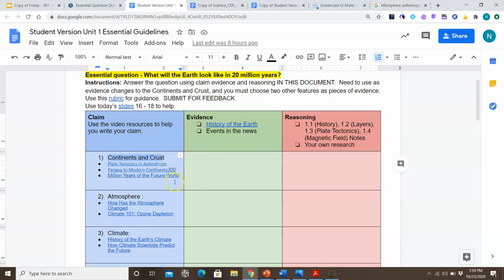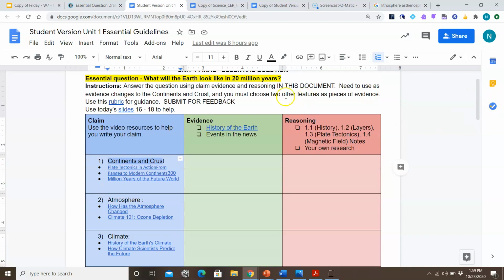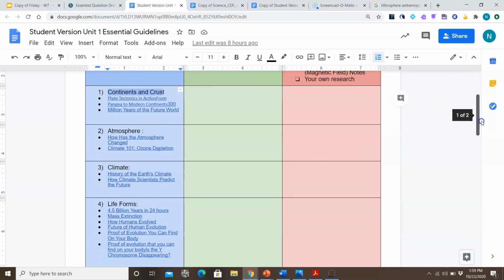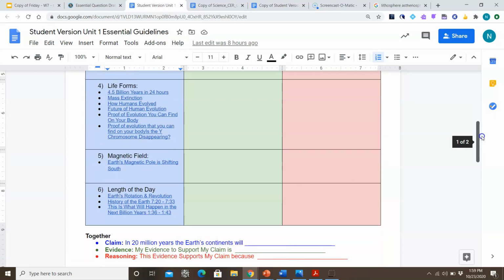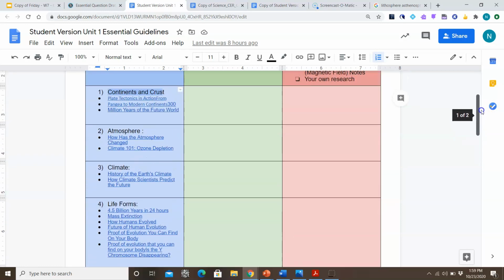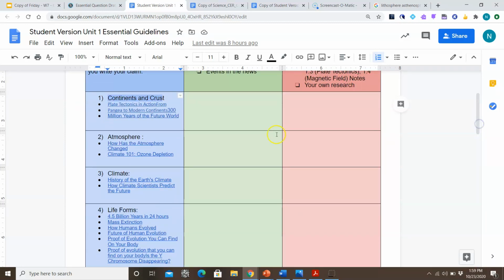Now, in addition to this one, which we'll do together in this video, you must also choose two other features that will change for evidence. So you need to talk about how the atmosphere will change, the climate, life forms, magnetic field, or length of the day. You can talk about any of those things, and remember, you have to choose two of them. So maybe you want to do the atmosphere and life forms. Maybe you want to do climate and length of the day. Totally up to you. And I've linked some videos here to help you with that as well.